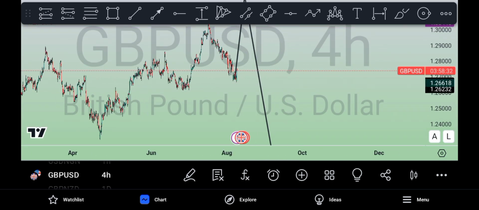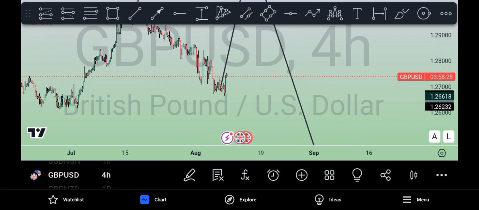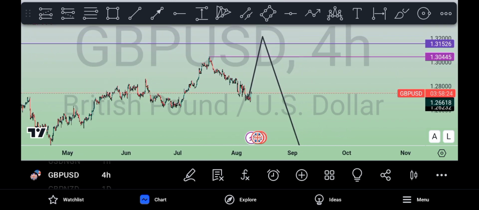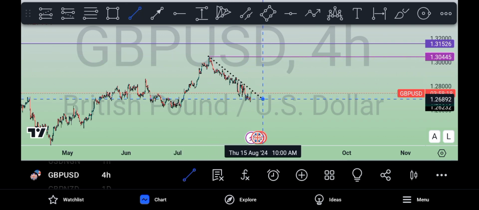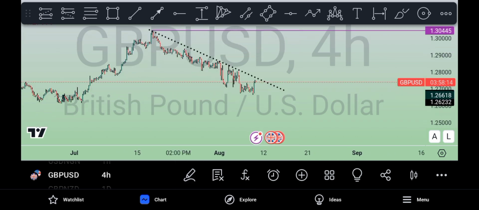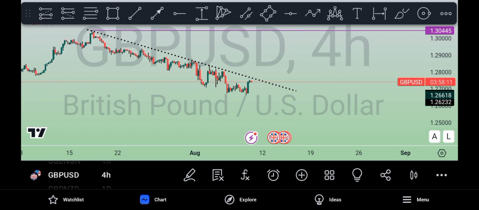From our 4 hour time frame right here, we can clearly see that we have been on a sweet downtrend like this, so nicely all the way. We have been on a downtrend. Now, when do you want to be expecting buys? What do you want to see before you expect buys?